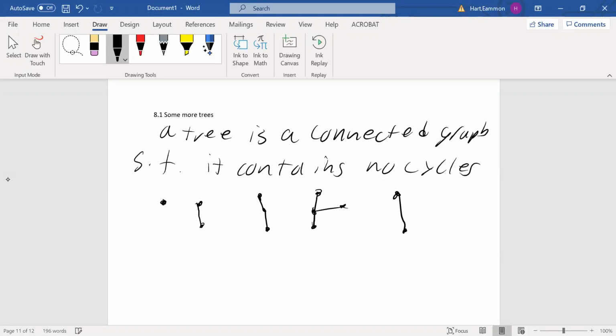This is also a star. So if we have a central node and a bunch of edges coming out to other vertices that are not connected to each other, then that's both a star and a tree. So these guys are not mutually exclusive terms.